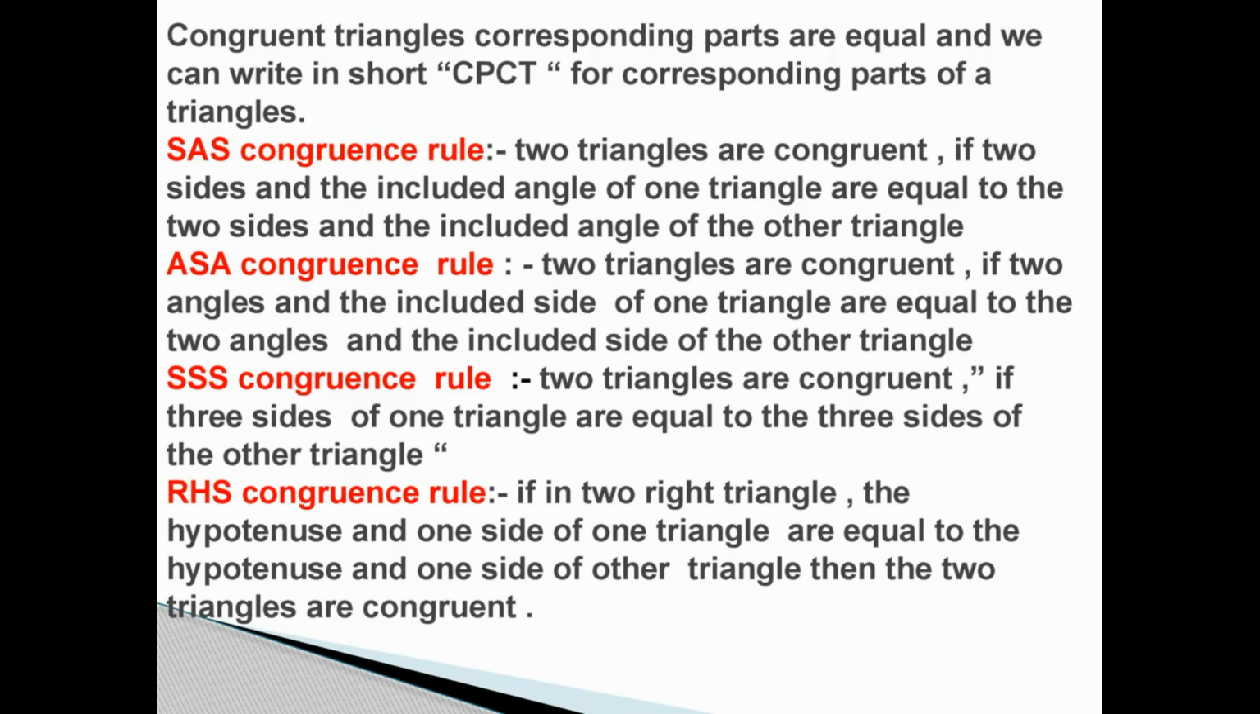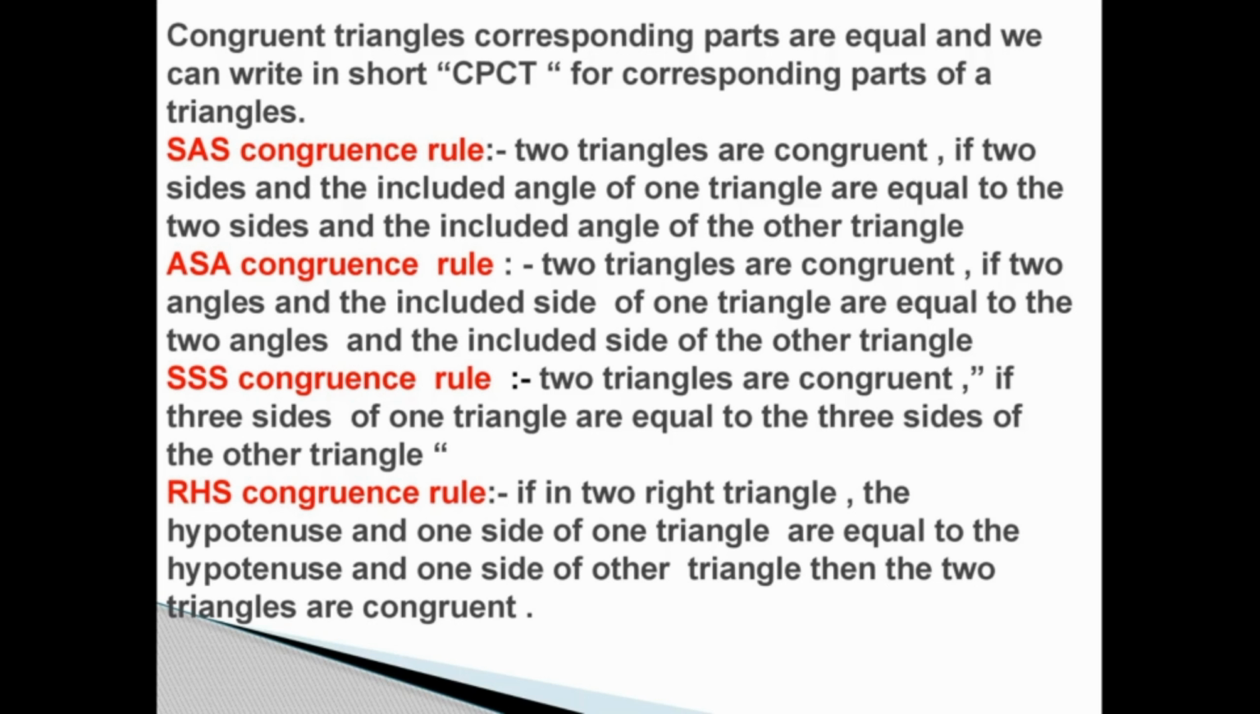Two triangles are congruent if two sides and the included angle of one triangle are equal to the two sides and the included angle of the other, then the two triangles are congruent according to SAS congruency rule.